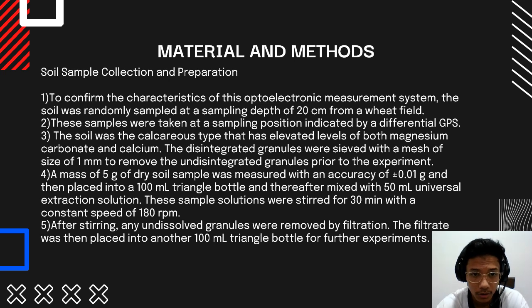The soil was the calcareous type that has elevated levels of both magnesium carbonate and calcium. The disintegrated granules were sieved with a mesh size of 1 millimeter to remove the undisintegrated granules prior to the experiment. A mass of 5 grams of dry soil sample was measured with an accuracy of 0.01 gram and then placed into a 100 milliliter triangle bottle and thereafter mixed with 50 milliliters of universal extraction solution. This sample solution was stirred for 30 minutes at a constant speed of 180 rpm. Lastly, after stirring, any undissolved granules were removed by filtration. The filtrate was then placed into another 100 milliliter triangle bottle for further experiment.